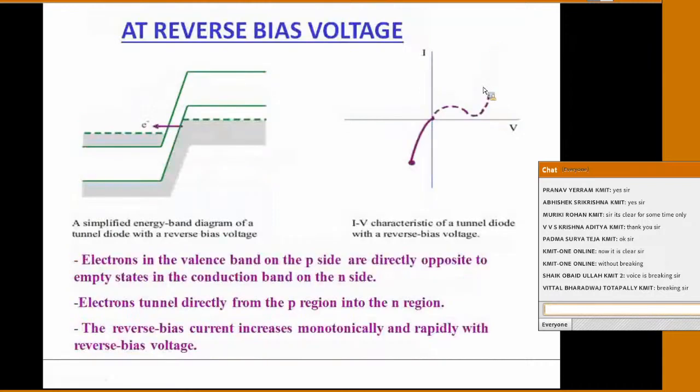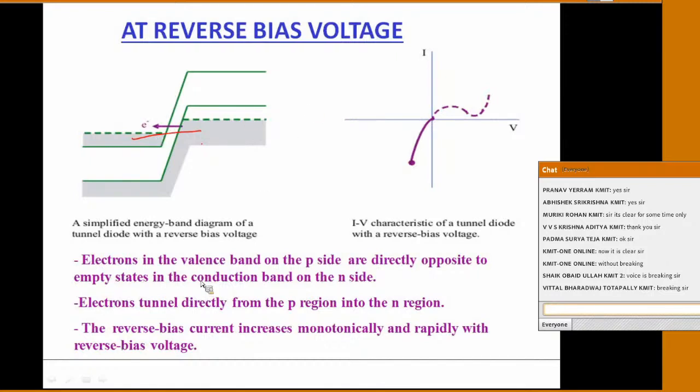Okay. Now at the reverse bias, what is going to happen? In the reverse bias, the reverse phenomenon occurs. At the forward bias, electrons from the N side are penetrating into this side. But in the reverse bias, these holes are tunneling into the N region. Now that is due to the reverse bias voltage.